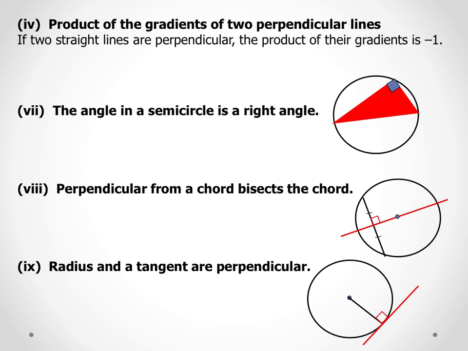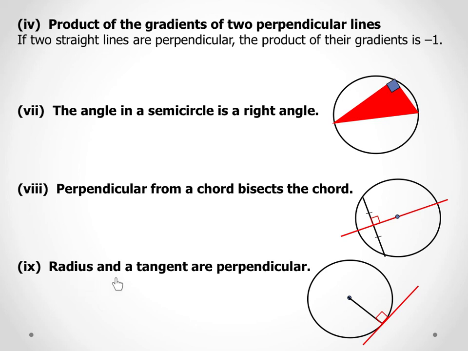It's worthwhile knowing the perpendicular from a chord bisects the chord. Here's our chord here. If you take a perpendicular line from that and bisect the chord, it'll go through the center of the circle. Okay, there's our chord. If we bisect that chord, it'll go through the center of the circle.